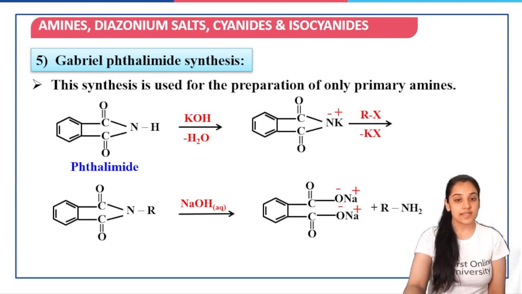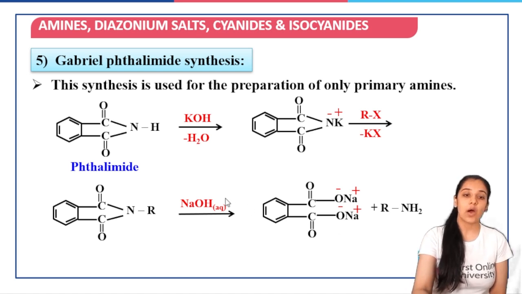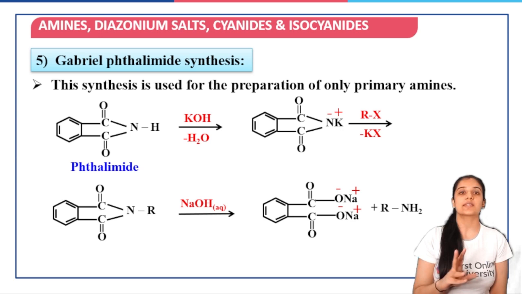So I hope this is clear. It's like out of NaOH, NaO is going to this carbon and NaO is going to this carbon, and what is left is two hydrogens which are going to this nitrogen, right? So what we get is RNH2. I hope this way it is clear to you.